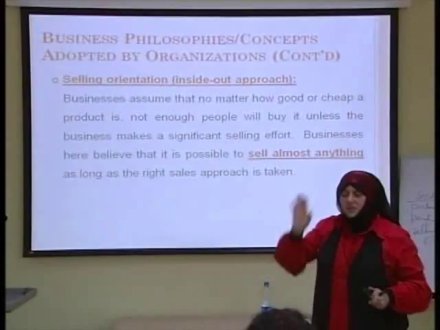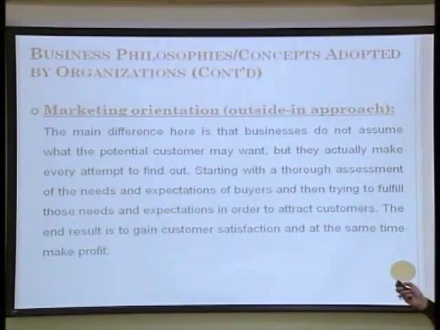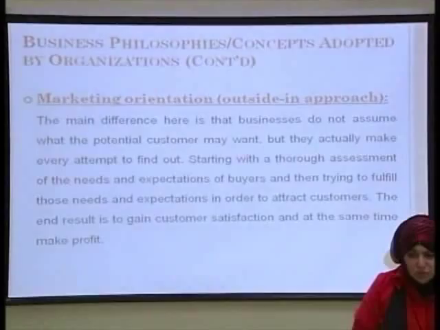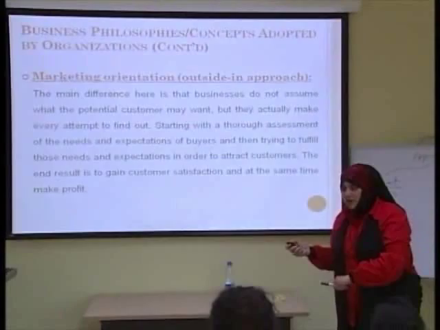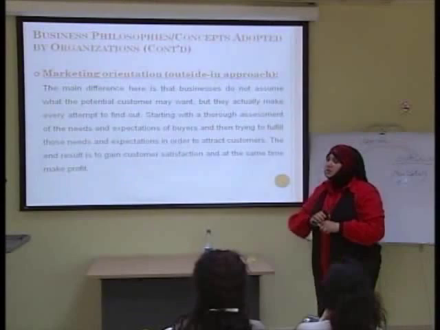So here we have the marketing orientation, which represents the outside-in approach. In the marketing orientation, as we said, the main difference is that businesses do not assume what the potential customer may want, but they actually make every attempt to find out. They conduct research, they have interviews with a sample of potential customers, they do whatever they can just to find out what customers need and want, okay? Starting with a thorough assessment of the needs and expectations of buyers, and then trying to fulfill these needs and expectations, okay? Now we know the difference between the inside-out approach and the outside-in approach.